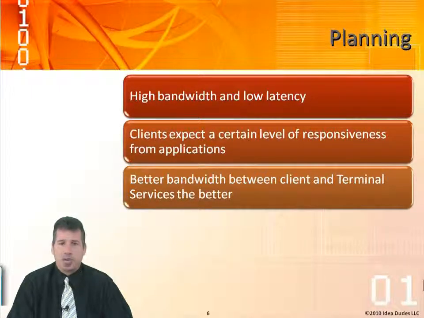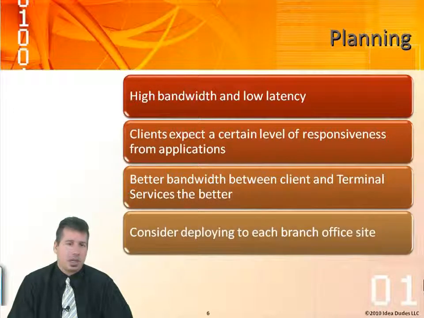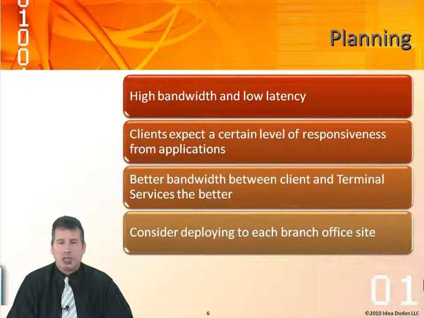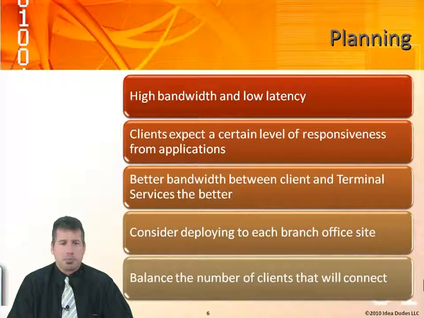These are going to help us to be able to provide the clients with what they were looking for. The better the bandwidth between the client and the terminal services, the better the overall experience for the client. Consider deploying on each of the branch office sites. That way they don't have to go across the WAN. Because if they have to go across the WAN to another terminal server, then that's going to slow things down.